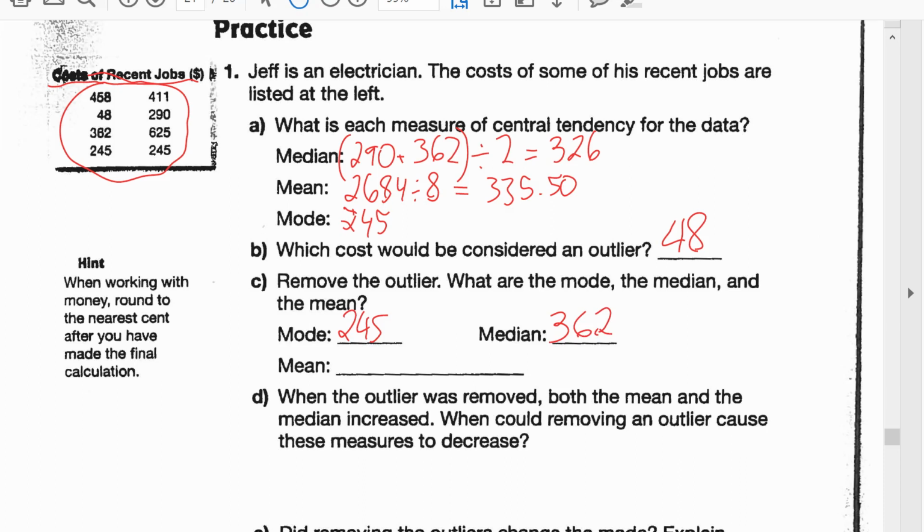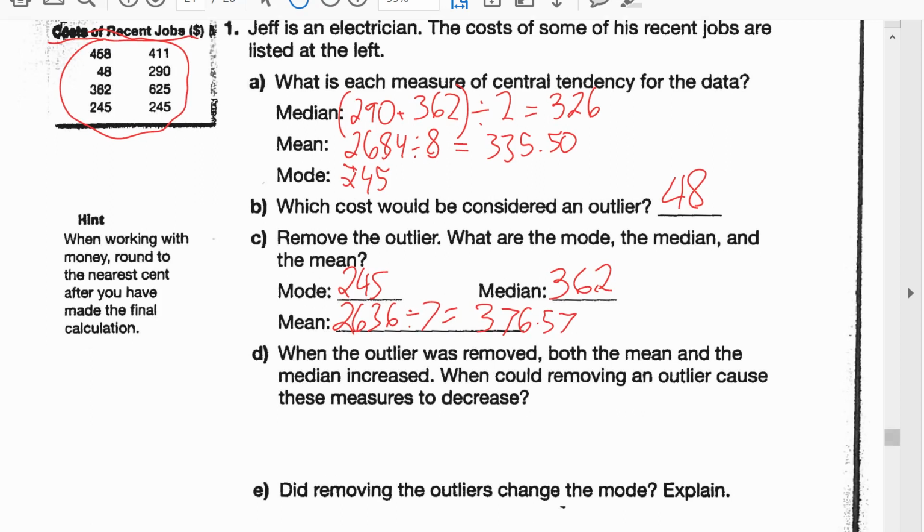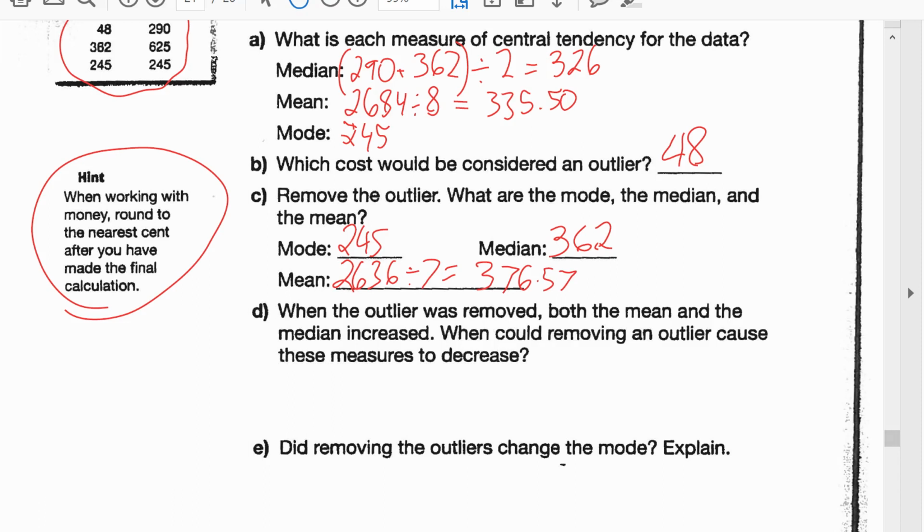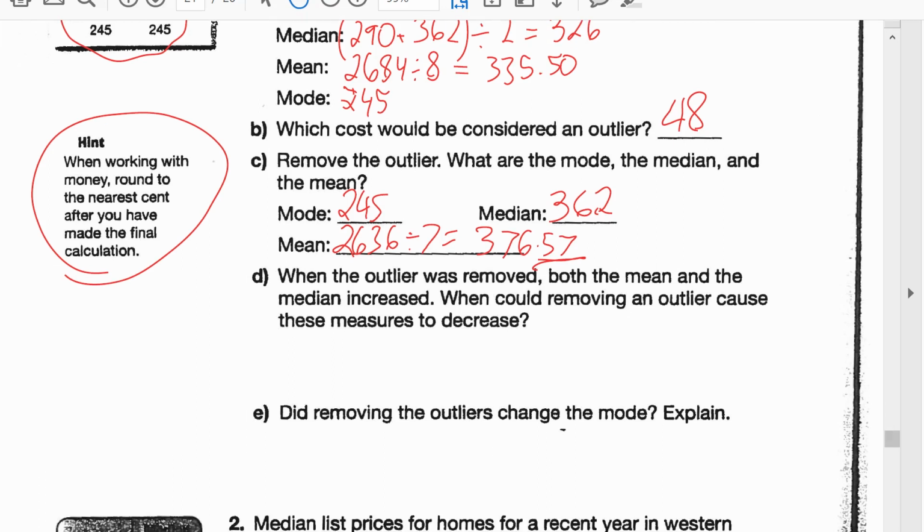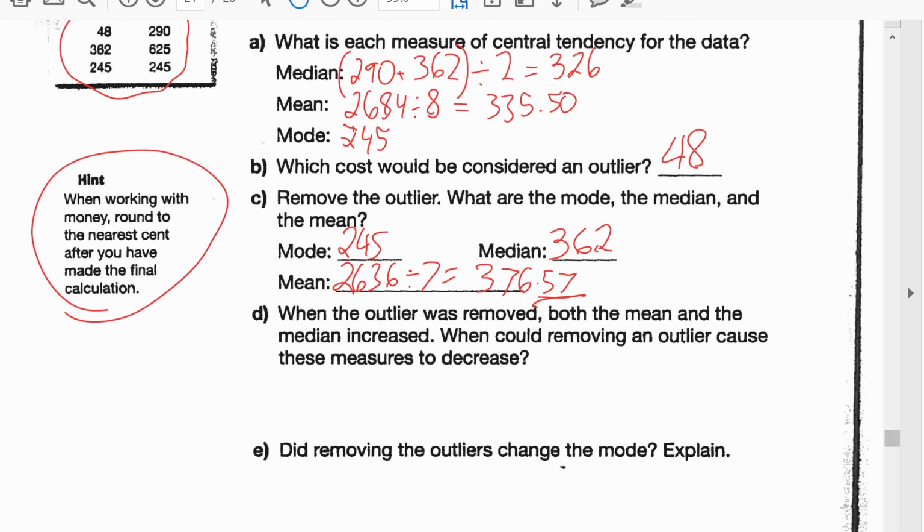And the mean would be 2,636 divided by 7, which would equal 376.57. Good. Hint, when working with money round to the nearest cent after you've made the final calculations. Okay, yeah, if your answer is not 57, just round it. When the outlier was removed, both the mean and the median increased. The mean and the median did increase, but the mode stayed the same.